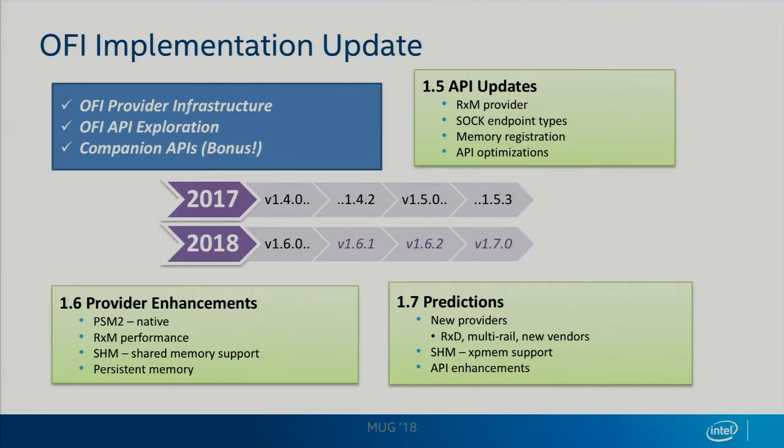And in 1.7, which is our next release series, there will be the new providers which I mentioned in the previous slide, some new utility providers, and shared memory and other API enhancements.